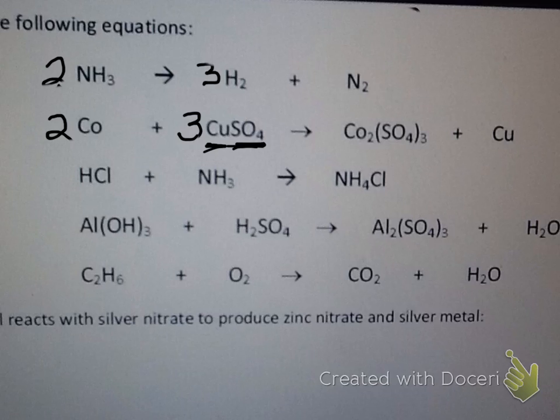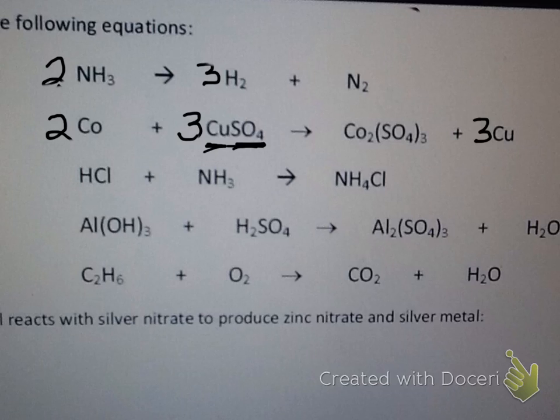So the last one we're going to look at here is hydrochloric acid plus ammonia produce ammonium chloride. All right. Now here I don't have any polyatomics on both sides. I see my polyatomic ammonium here, NH4, but I don't have any NH4s on the other side. So we're just going to balance this once again like we were previously, atom by atom.